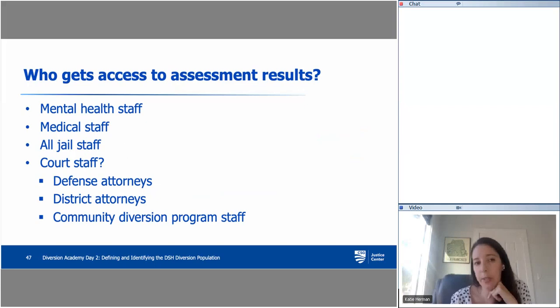Do jail mental health staff get access to those? Medical staff, like nurses or medical doctors? Do people's defense attorneys, the district attorneys, the community diversion program staff, can they get access with the right consents in place? Because you want to be careful about what type of information is shared with whom, but you also want to make sure there can be collaboration from the very beginning when someone's incarcerated.